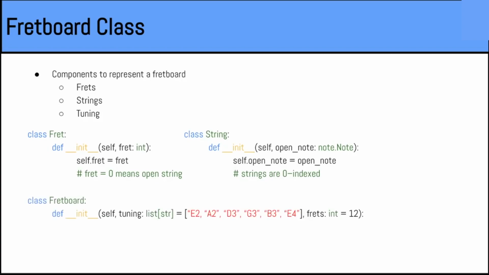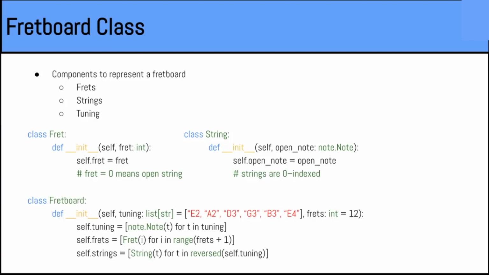And for the fretboard class itself, we have self-defined tuning and frets, so we need to provide those as it's going to be initialized with them. And you just have the usual E2, A2, D3 tuning. And we just store these as its properties.